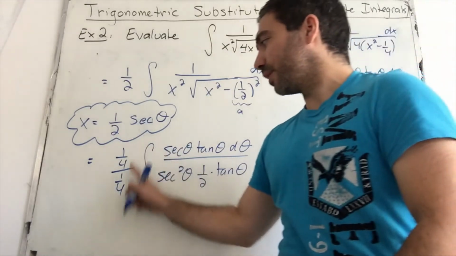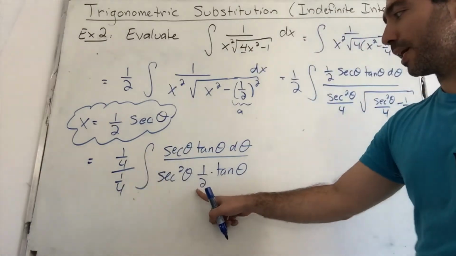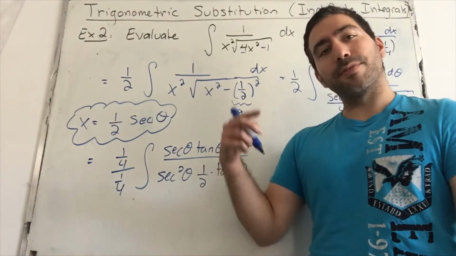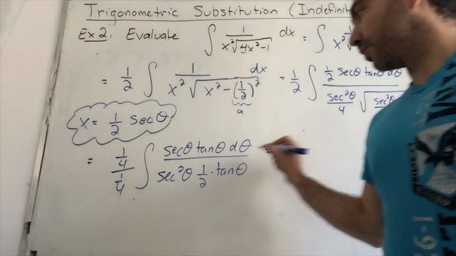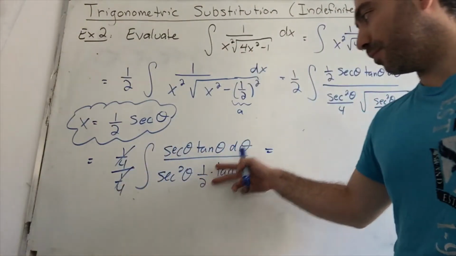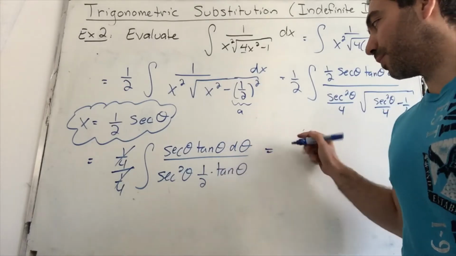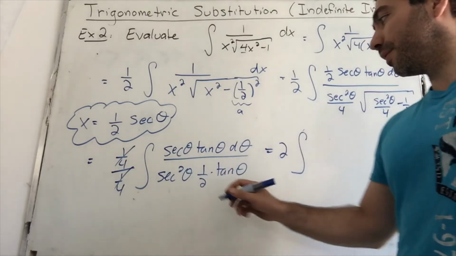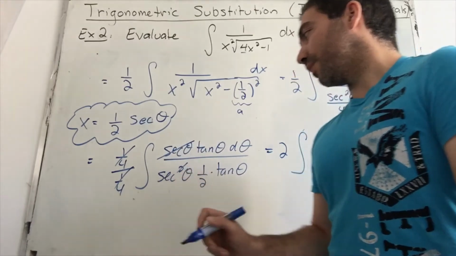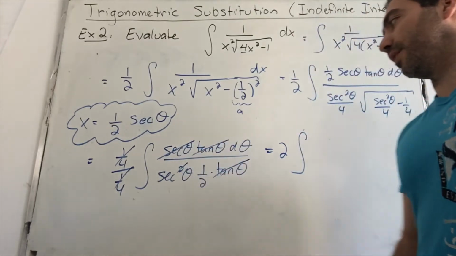So the quarters cancel here, you're left with 1, and then you're dividing by a half. Whenever you divide by half, it's the same as multiplying by 2. So since these cancel and this half multiplies, we're multiplying by the reciprocal. So we could just put the 2 in the front. One of these secants cancels with one of these, and one of the tans cancels with one here.